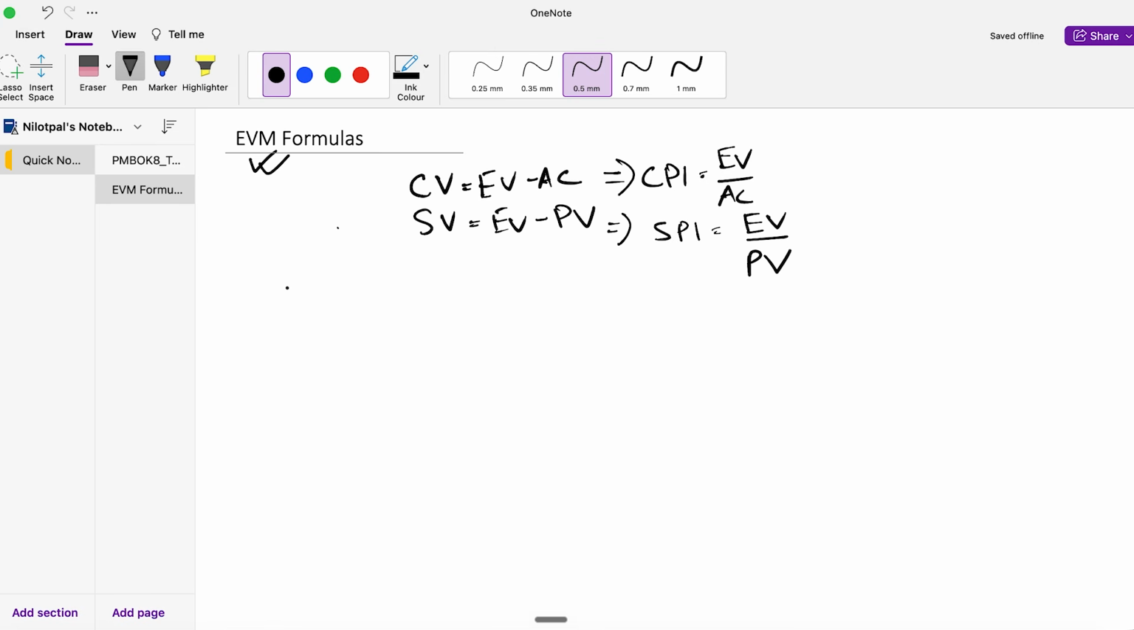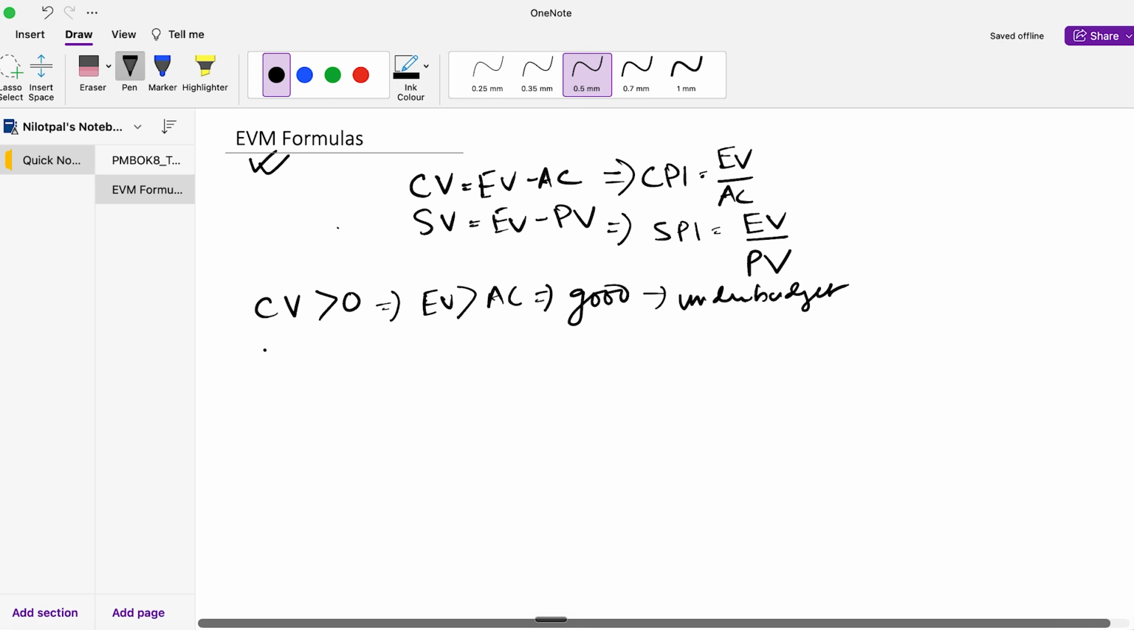Now, you know, as part of the PMP exam principles, if your cost variance is greater than 0, which means your earned value is greater than your actual cost, it is good, right? Which means that your project is under budget. Similarly, if your schedule variance is greater than 0, what does it mean? It means your earned value is greater than your planned value, which is also good, which means your project is ahead of schedule.